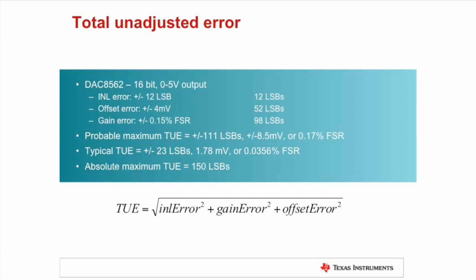Using the DAC8562 as an example, we can run through an example total unadjusted error calculation. The figures shown in this slide are the max error specs for INL error, gain error, and offset error. If we apply our root sum squared technique, we can calculate a total unadjusted error of 111 LSBs, 8.5 millivolts, or 0.17% full-scale range. Using the typical values for these specifications, our TUE is only 23 LSBs, 1.78 millivolts, or 0.0356% full-scale range.